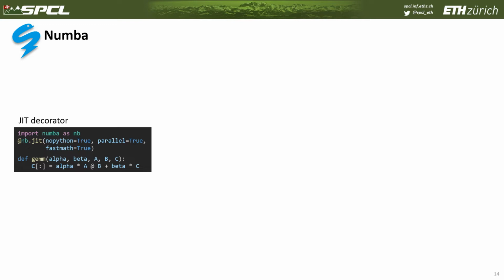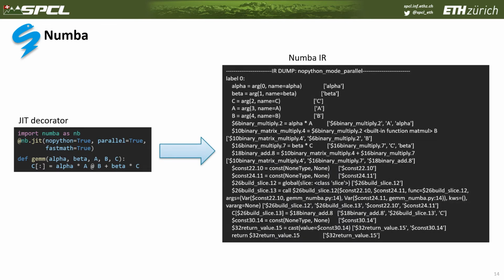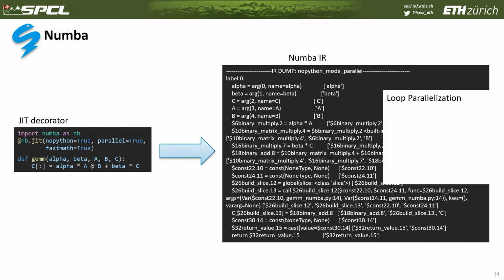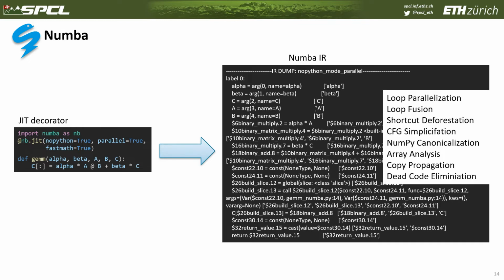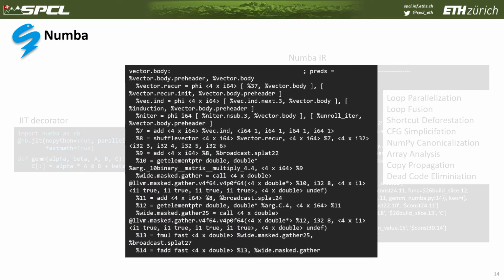After Numba parses a Python method, it creates its internal Numba-IR representation, in which it applies a number of optimizations, for example, loop parallelization, loop fusion, array analysis, and copy propagation. Finally, Numba outputs LLVM IR, which is then compiled just in time and executed.